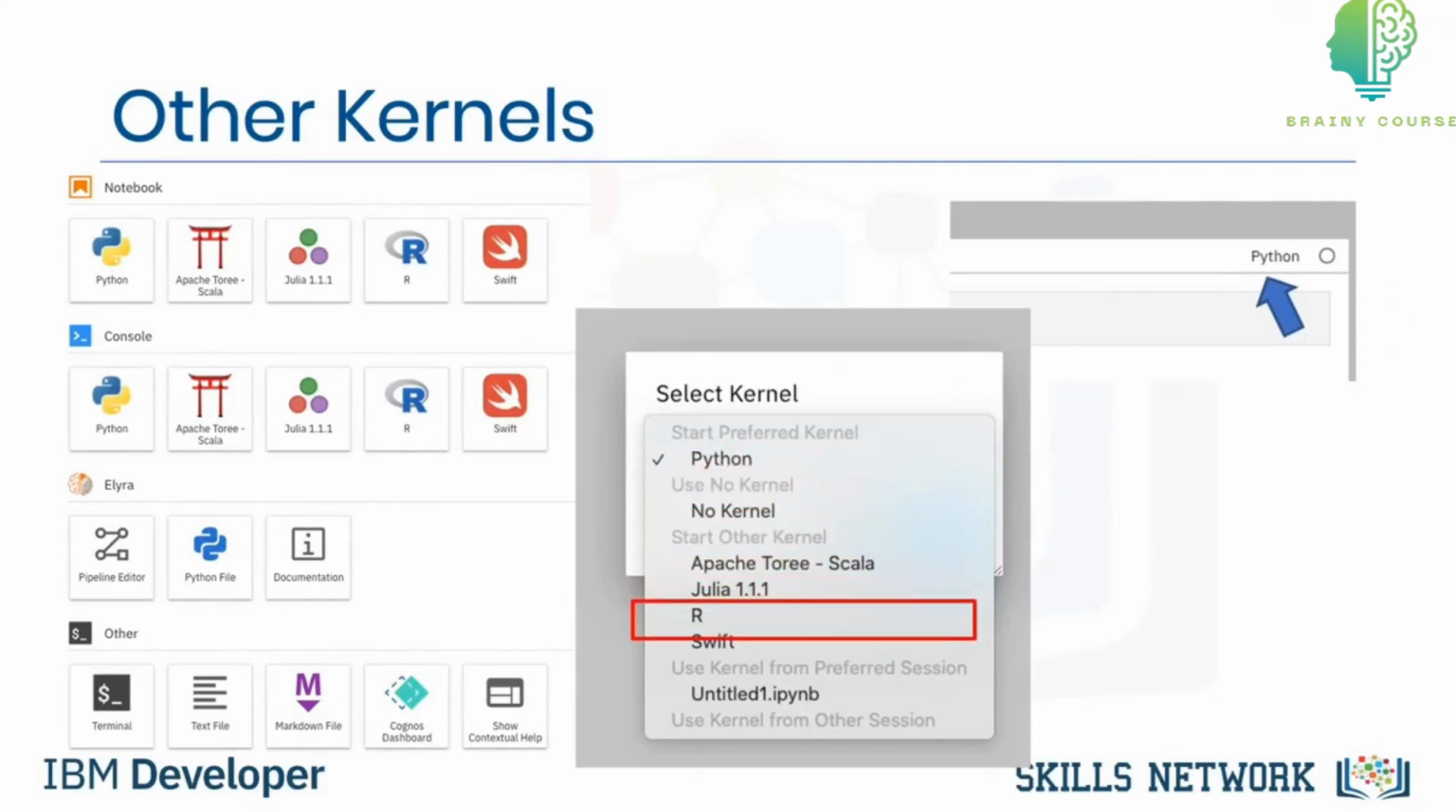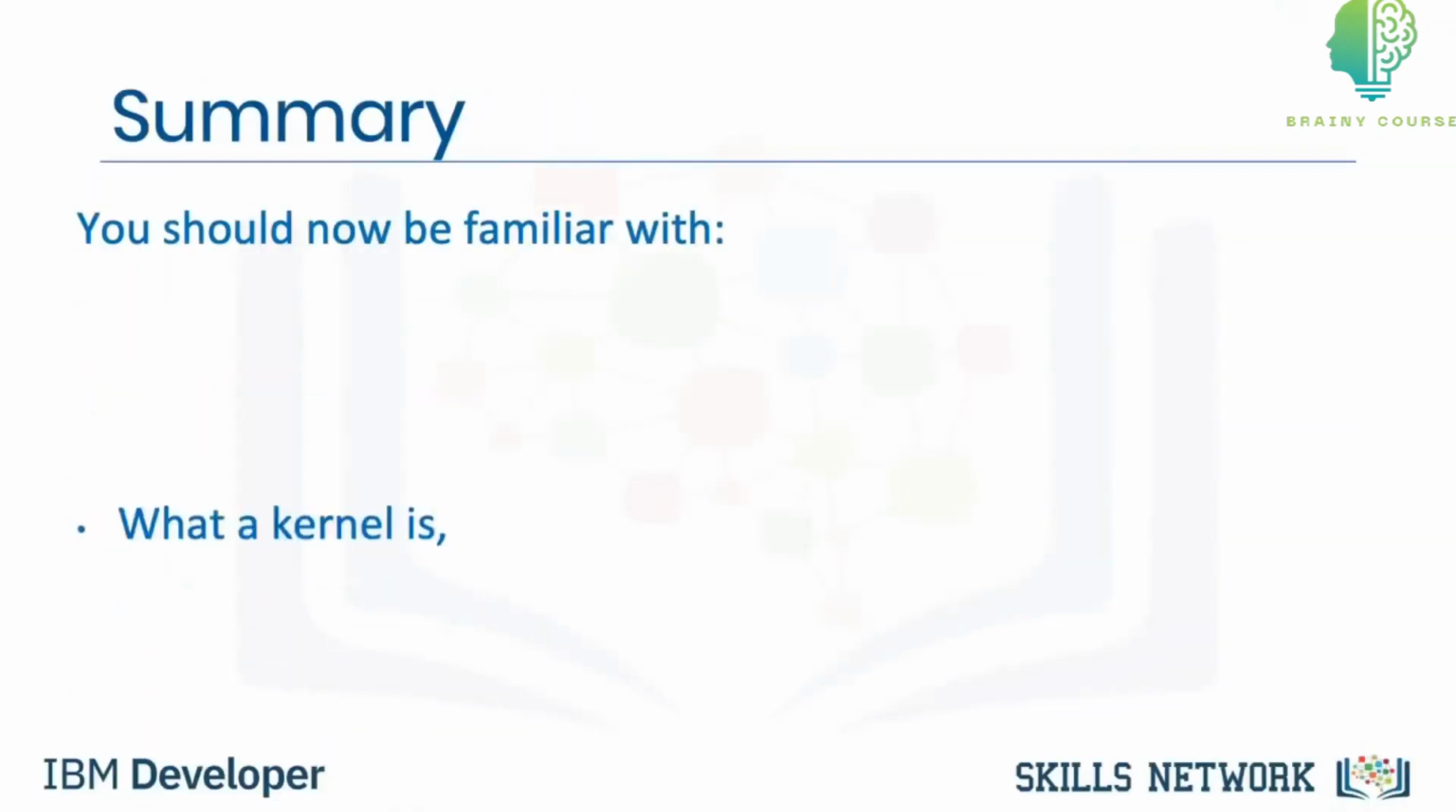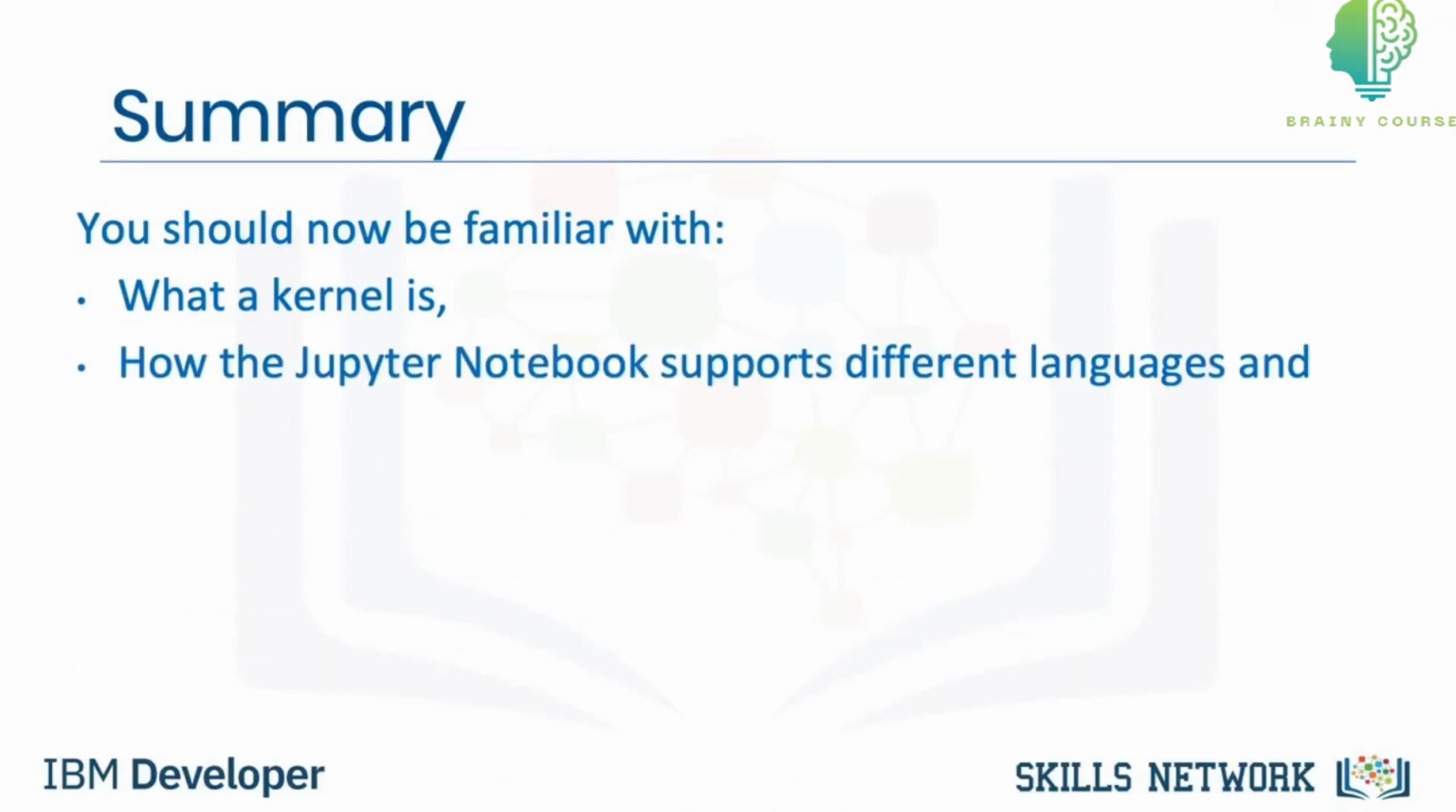If you are running it on your local machine, you may need to manually install the languages through your command line interface. The Skills Network Virtual Jupyter environment has Apache, Julia, R, and Swift. Depending on your preference and type of project, you can use any of the languages that the Jupyter Notebook supports to execute your code. You should now be familiar with what a kernel is, how the Jupyter Notebook supports different languages, and how to switch to a different kernel.